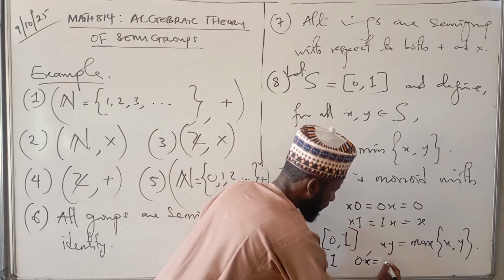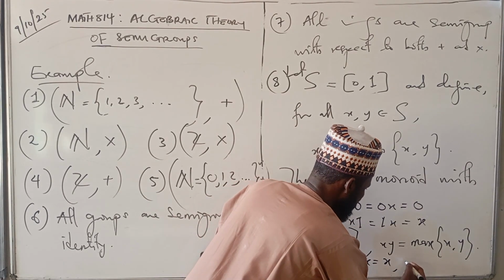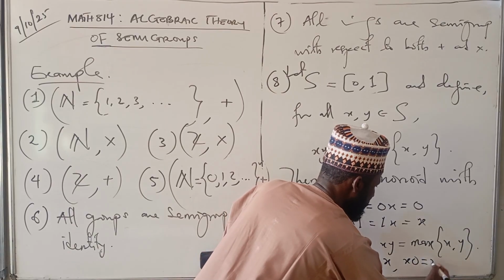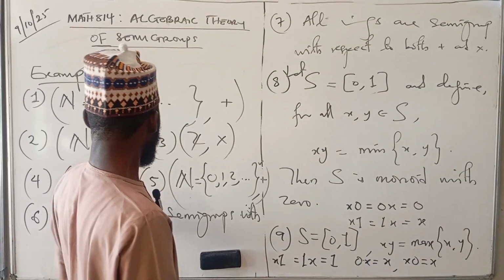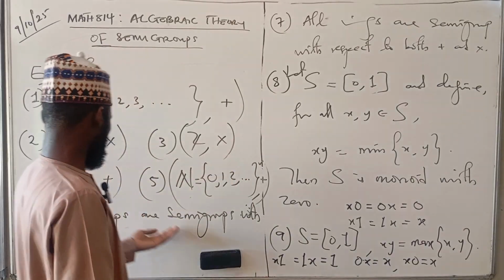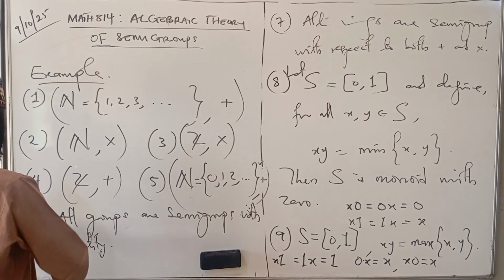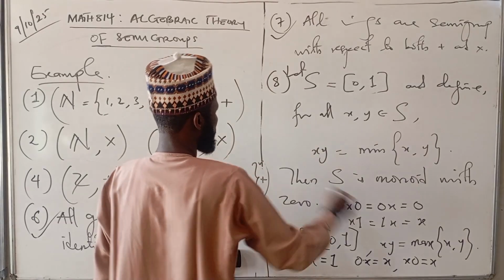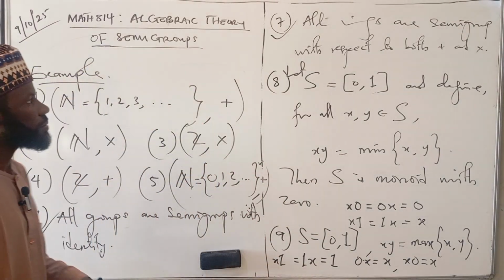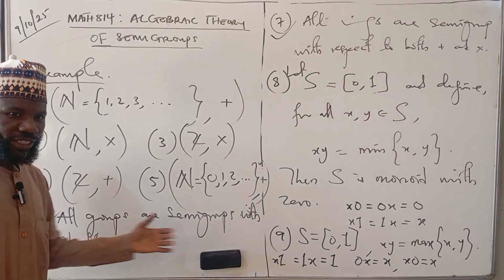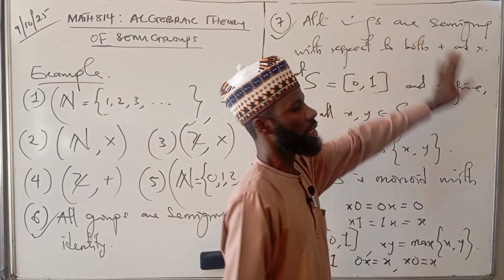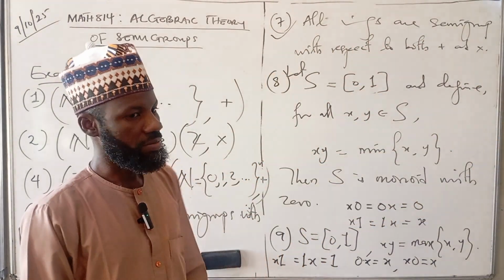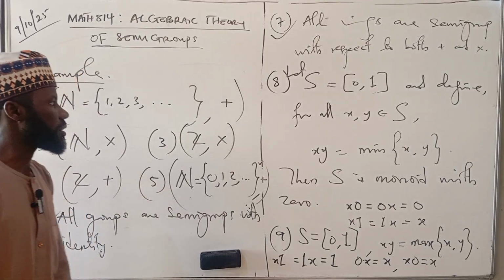That would be X. And what happened with X times 0? It's still X. In fact, this semigroup is commutative. All the semigroups I have considered here are commutative except this example and this example. Every other example here is a commutative semigroup, because groups can be non-abelian, so they will not be abelian semigroups.